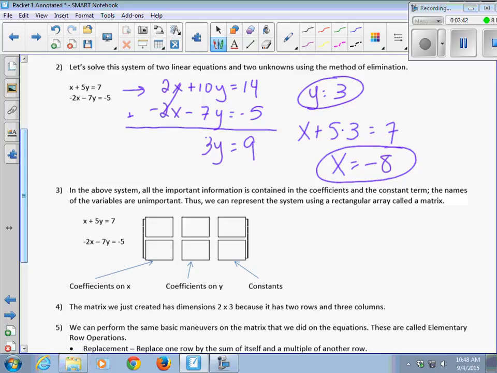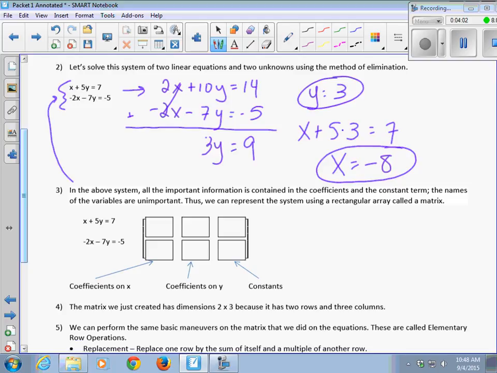Okay, good. All right, so in the above system, all the important information is contained in the coefficients and the constant term. The names of the variables are unimportant, right? I could have used a and b instead of x and y. It's the exact same system.